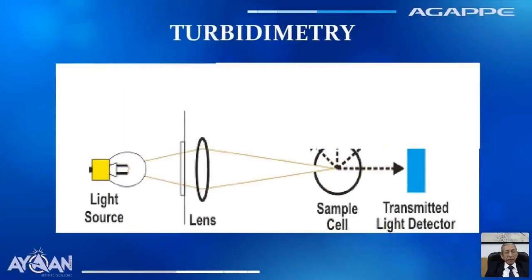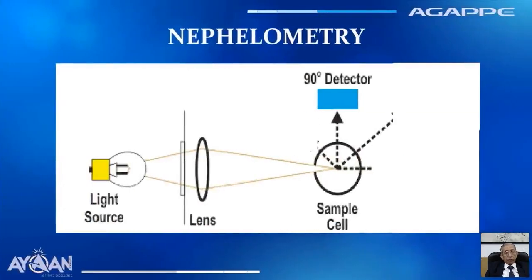In turbidimetry, the principle is that the light from the source passes through the sample cell. Some of the light is scattered in other directions. At 180 degrees, the non-scattered light, called the transmitted light, is detected, and that is turbidimetry. On the other hand, in nephelometry, it is the scattered light that is measured. The light is passed and refracted to various regions, and at 90 degrees we keep the detector, and that is the principle of nephelometry.